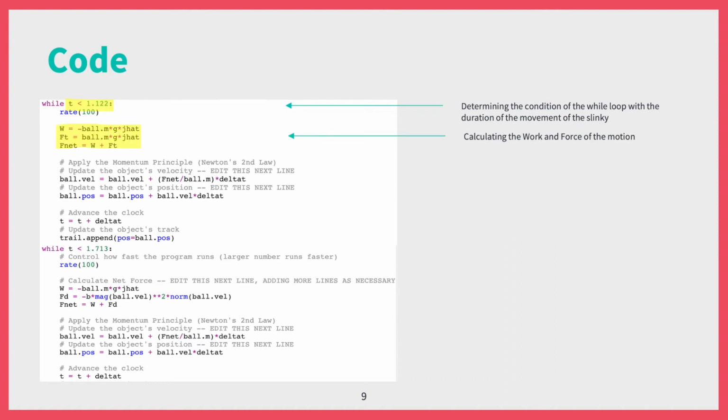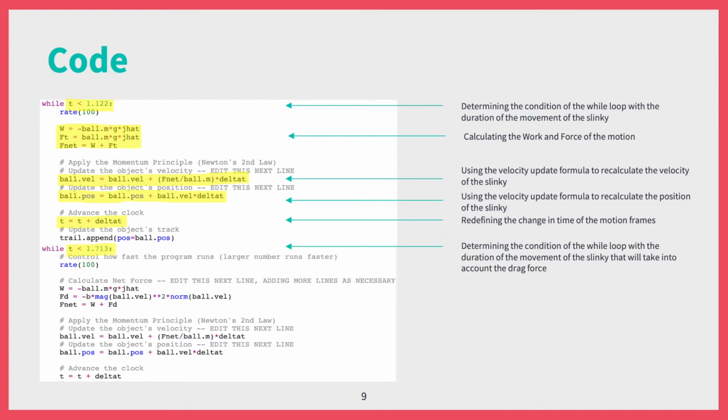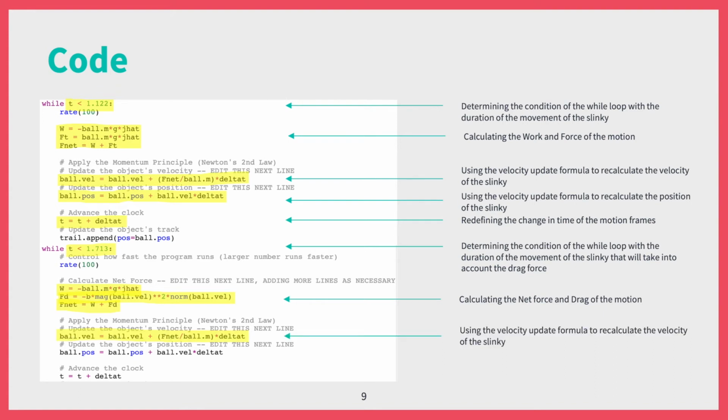Using the velocity and position update formula, I recalculated the velocity and position of the slinky and then redefined the change in time of the motion frames. After that, I determined the condition of the while loop with the duration of the movement of the slinky that would take into account the drag force. With that, I calculated the net force and the drag of the motion, and using the velocity and position update formula, I recalculated the velocity and position of the slinky and then redefined the change in time of the motion frames.